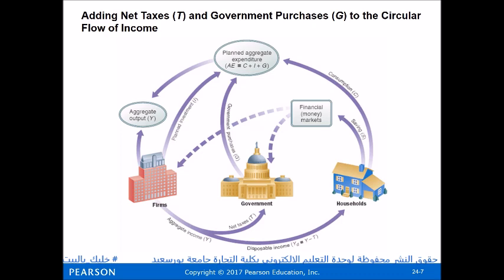The diagram we are seeing here shows adding net taxes, or T, and government purchases, G, to the circular flow of income. We see here that government spending, or G, is added to both investment by firms or businesses and consumption by households, and the sum of C, I, and G represents aggregate expenditure in this case.